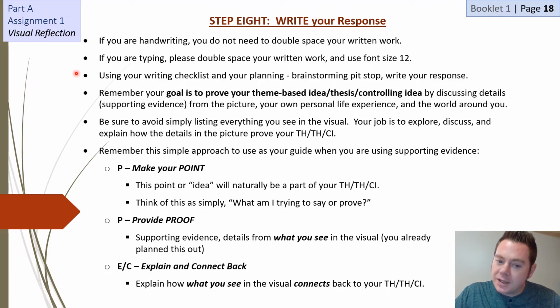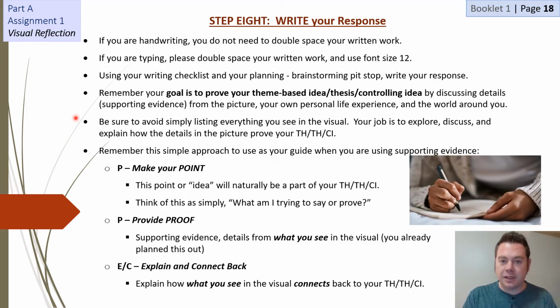Use your writing checklist and your planning brainstorming pit stop. Using that, write your response. So remember, your goal is to prove your theme-based idea, thesis, controlling idea by discussing details. This could be supporting evidence from the picture, your own personal life experience, and the world around you. Be sure to avoid simply listing everything you see in the picture. You don't just say, I see this and this and this, and that's all. That's simply observing. That's almost like a plot summary of the visual. It's not addressing the issue.